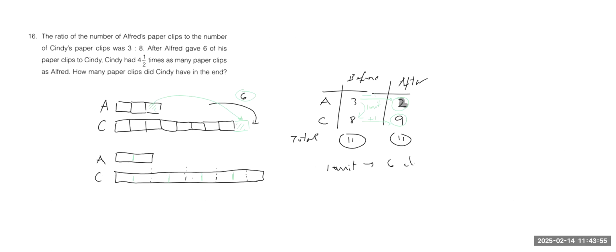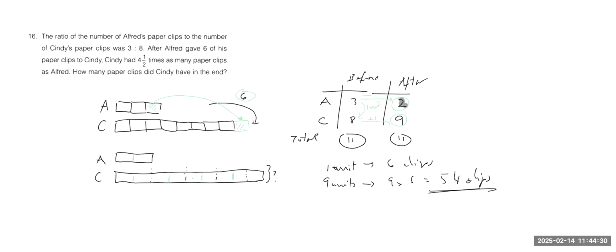6 of those clips is 1 unit. And the question is, how many paper clips did Cindy have in the end? Well, that's the question. Each of these units here represents 6 clips, and Cindy has 9 units after this transfer happens, right? So she has then 9 times 6, or 54 clips in total. So that's the answer. Cindy has 54 clips.